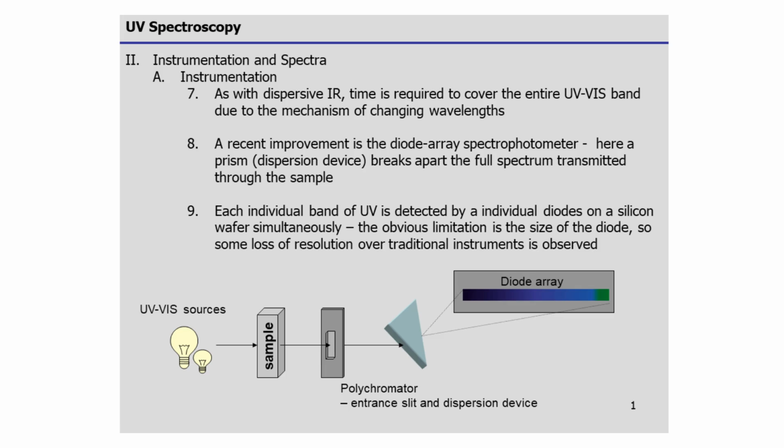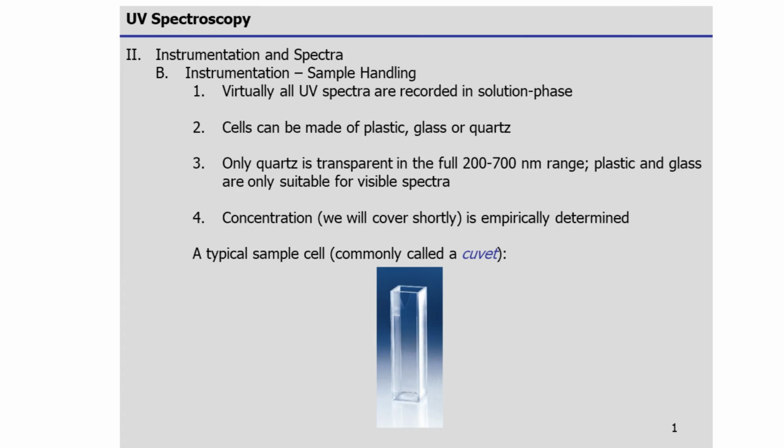Dispersive IR requires time to cover the UV-vis band due to changing wavelengths. The diode array spectrophotometer uses a prism to split the light, allowing simultaneous detection by individual diodes, offering higher resolution. UV spectra are typically recorded in solution phase using cells made of plastic, glass, or quartz. Only quartz is transparent in the full 200 to 700 nanometers range.